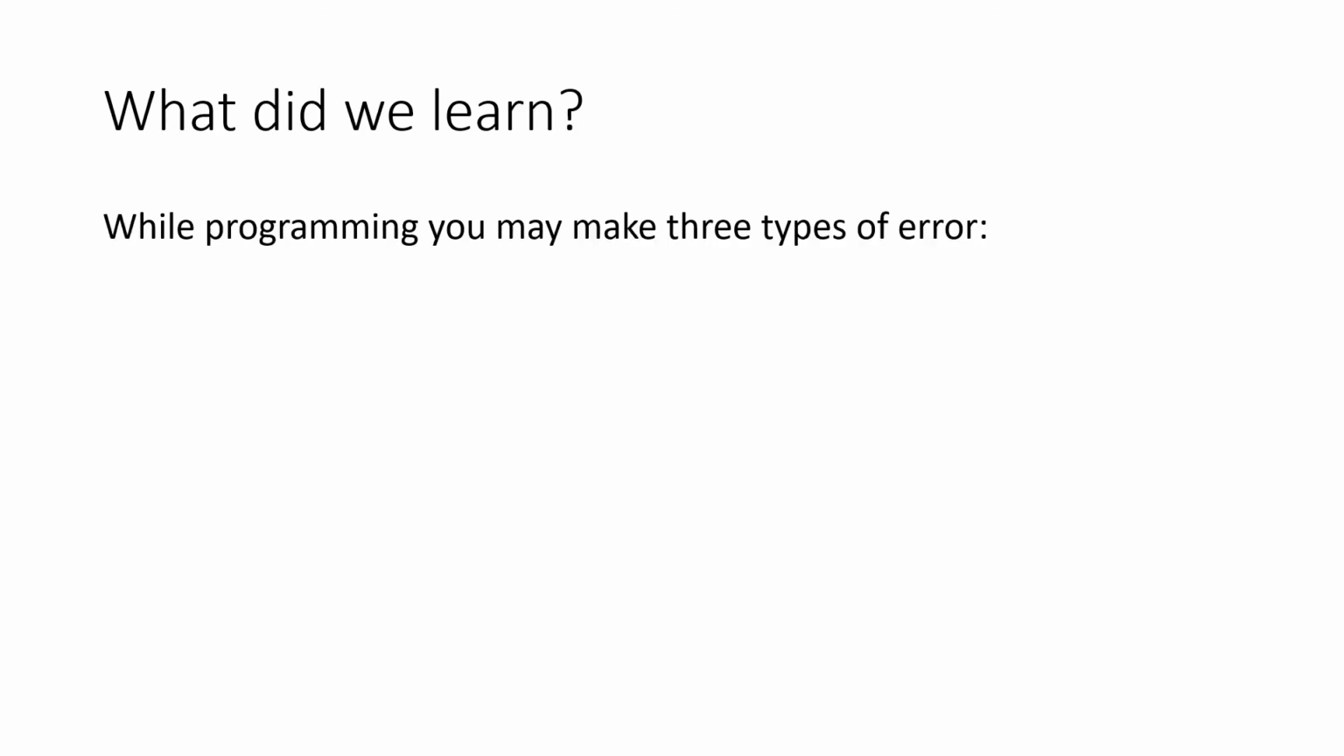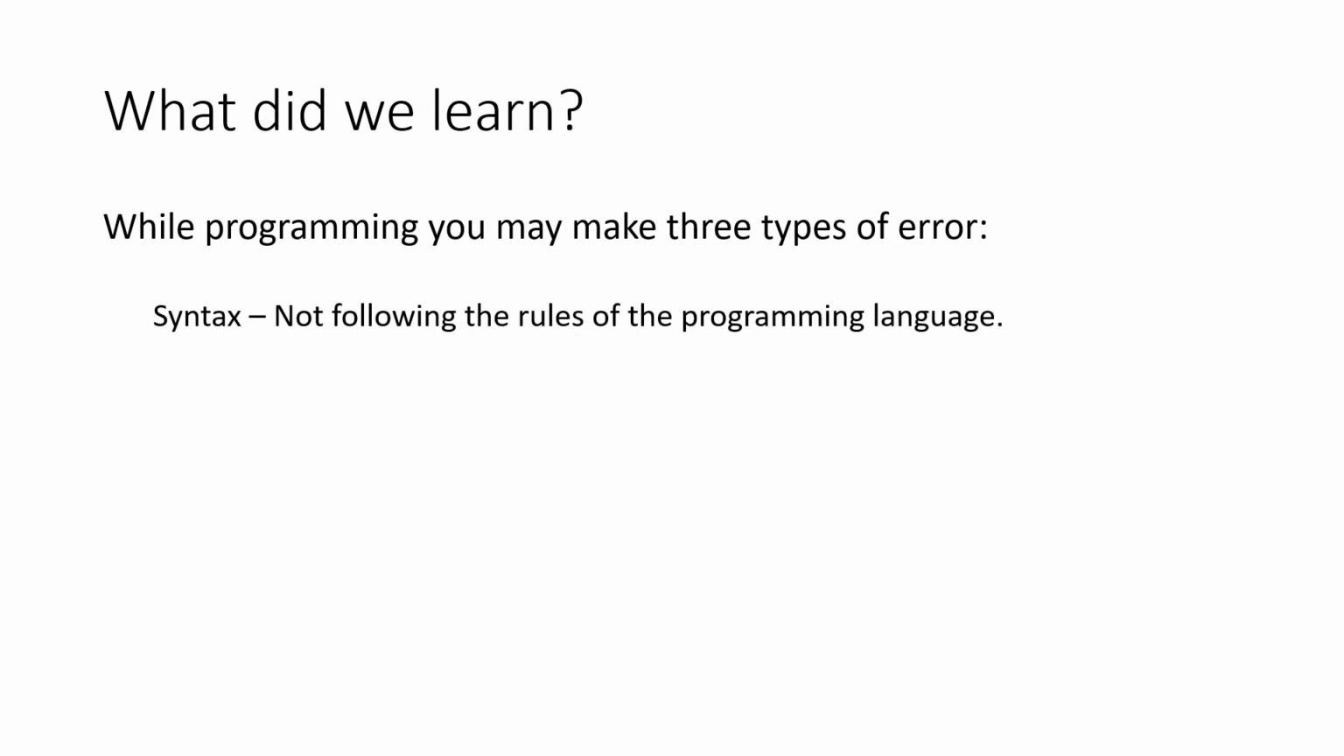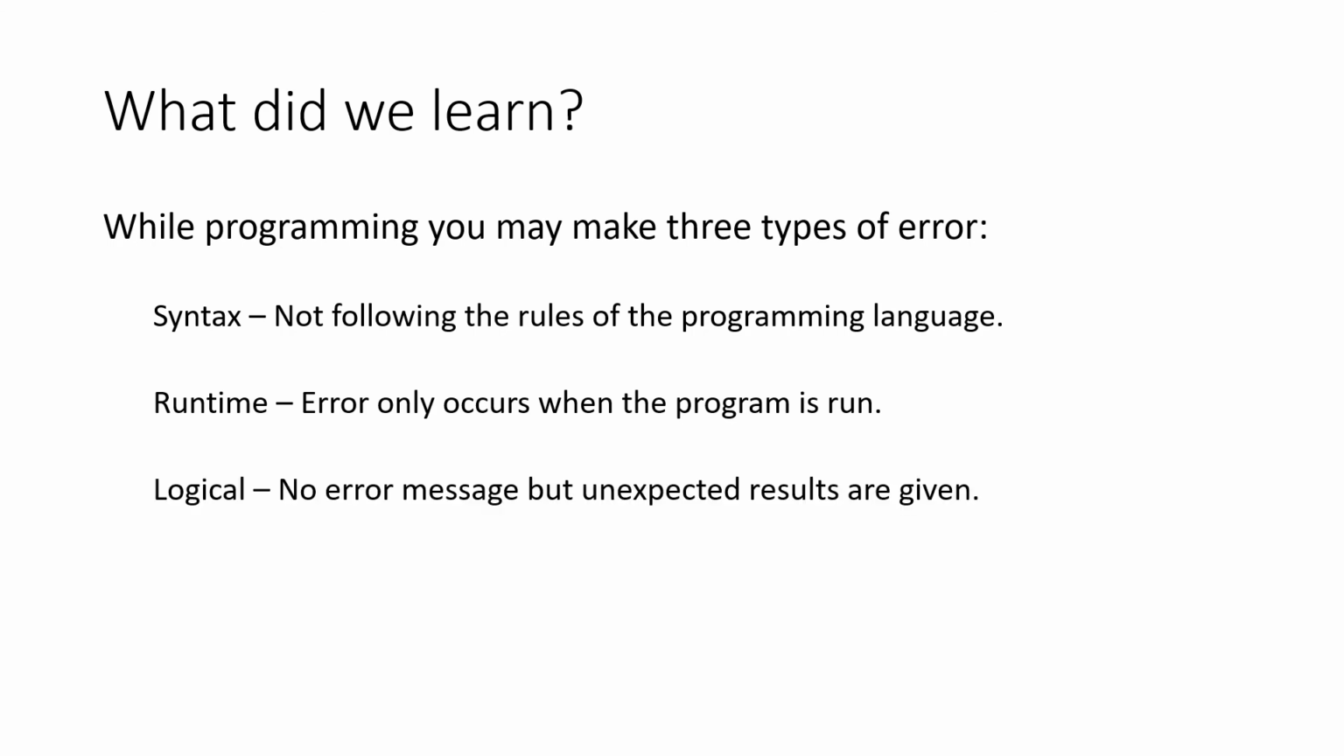So what have we learnt today? Okay, three types of error I told you about. The one where we don't follow the rules, the syntax. The one where the error message occurs when you run. And the final one is there's no error message at all, but you're getting results that you don't expect.